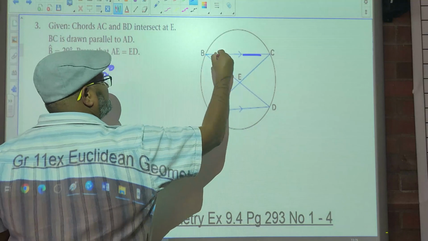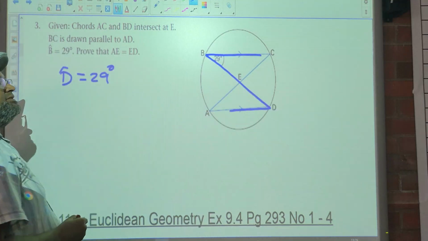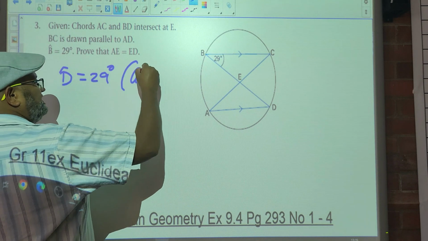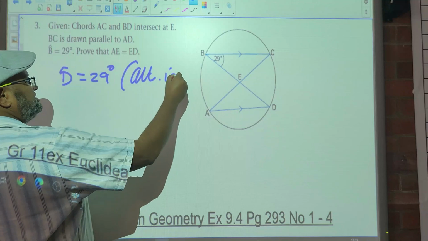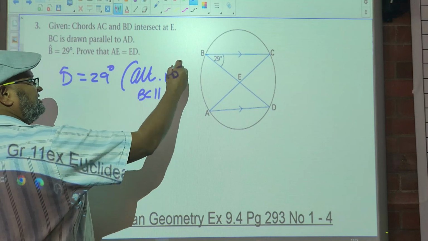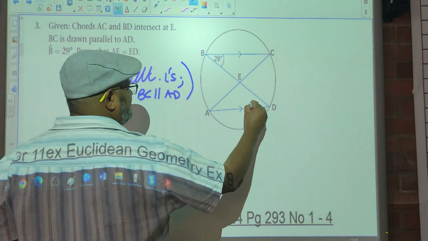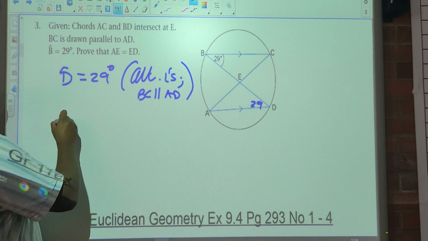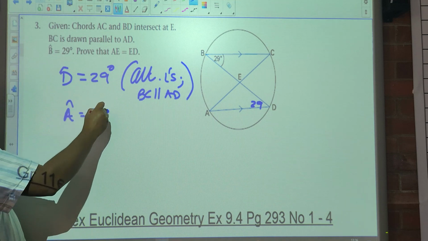Why? Alternate angle C. Not alternative, no. Alternate. Okay. So it's alternate angles with BC being parallel to AD. The 29 here. So if I can prove A is 29, the job is done. But what is A? Angle A is 29.